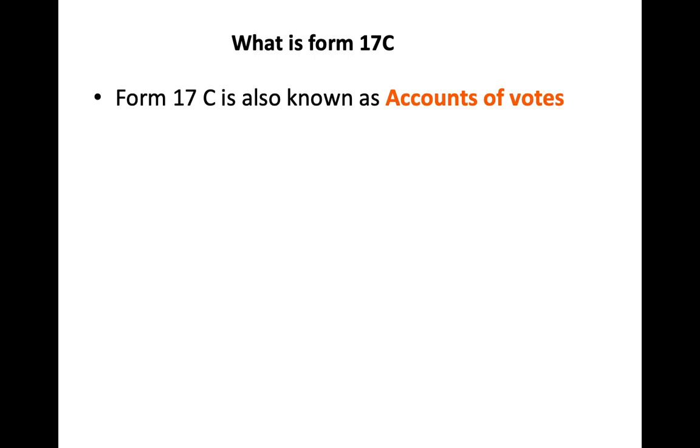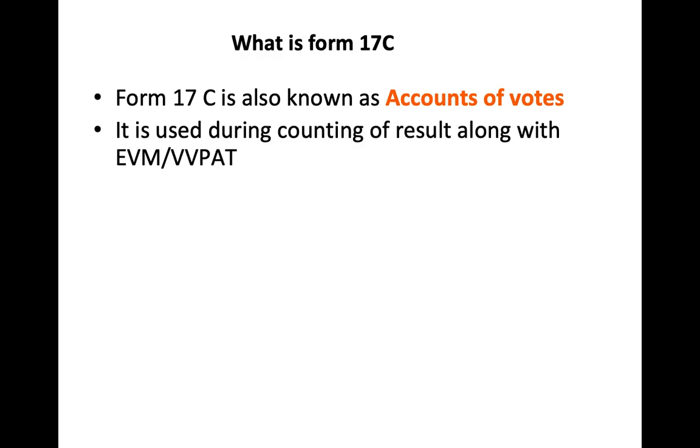So what is Form 17C? Form 17C is also known as Account of Votes Recorded, and it is used during counting of results along with EVM and VVPAT. This document is one of the papers which is used along with the machines, along with the control unit and the VVPAT. Hence this paper is also known as EVM papers.